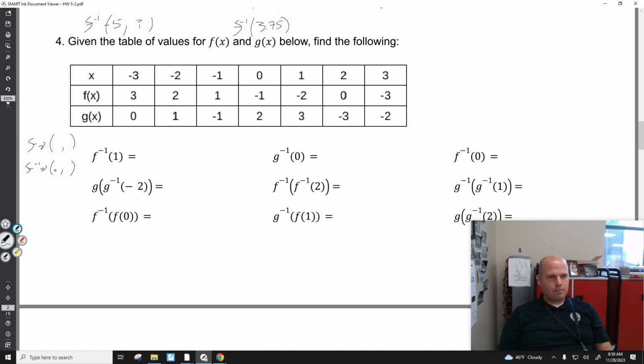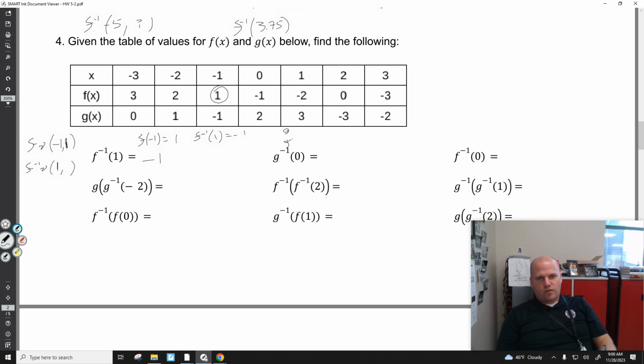So I'm trying to find F inverse of 1. That's going to correspond to when F's output is 1. F's output is 1 when its input is -1. So F of -1 is 1. That means F inverse of 1 has to be -1. Got that?